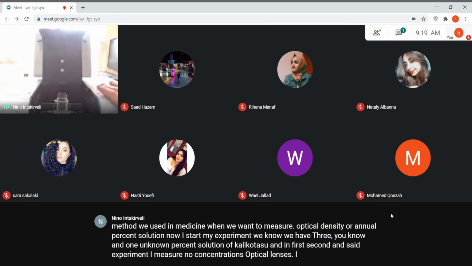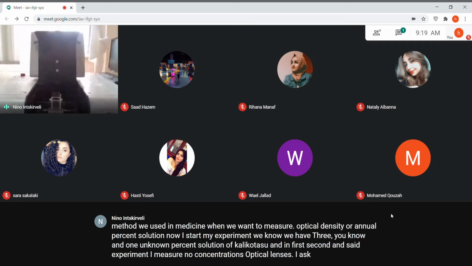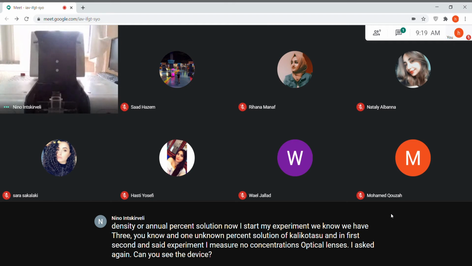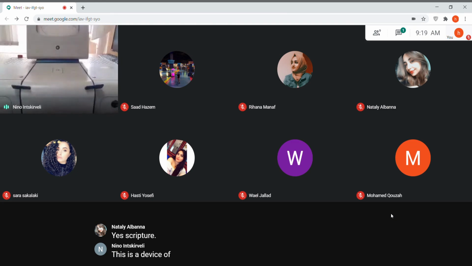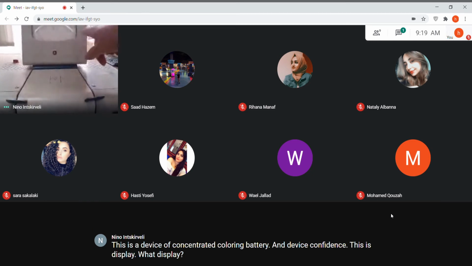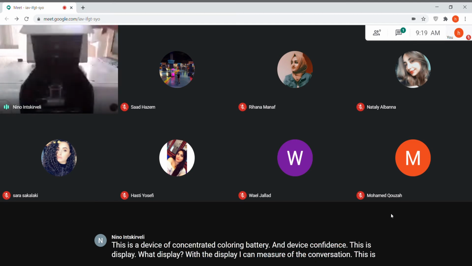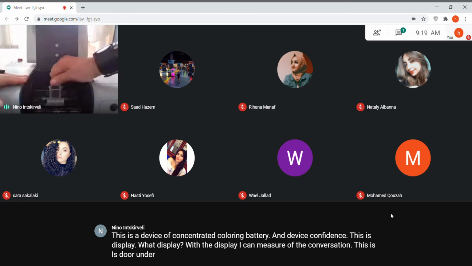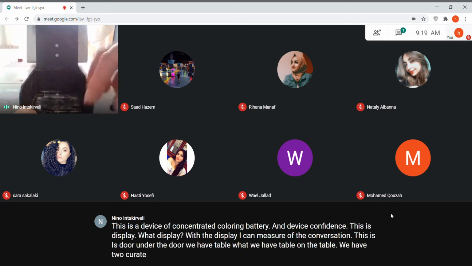Can you see the device? Yes, teacher. This is a device of concentrative colorimetry. The device consists of a display, with which I can measure optical density. This is the door. Under the door, we have a table. On the table, we have 2 cuvettes, first cuvette and second cuvette.